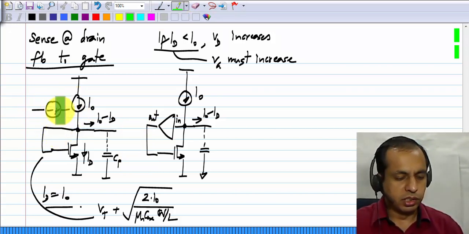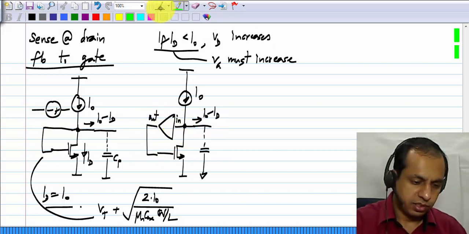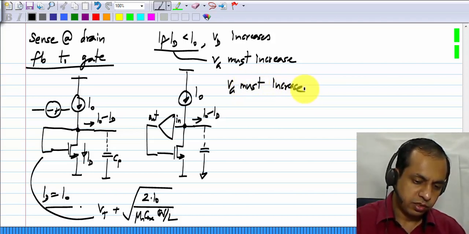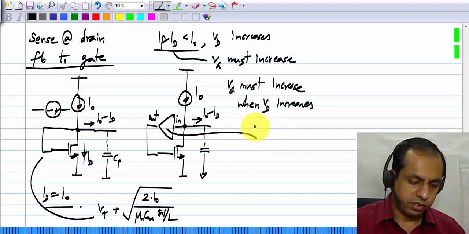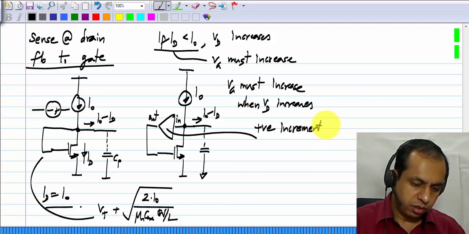It doesn't even have to be a simple voltage source like this. It could even be another amplifier or something. All we want is that the output voltage must increase when the input voltage increases. So VG must increase when VD increases. So this basically means that this amplifier must have a positive incremental gain.